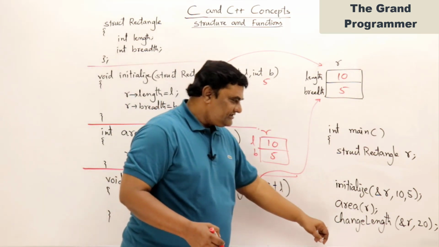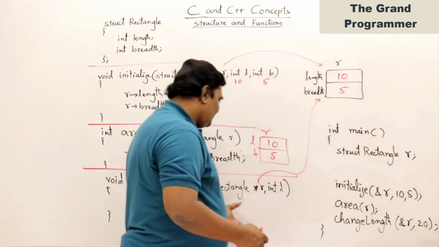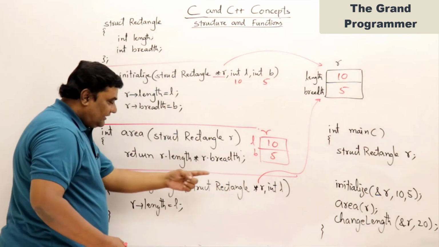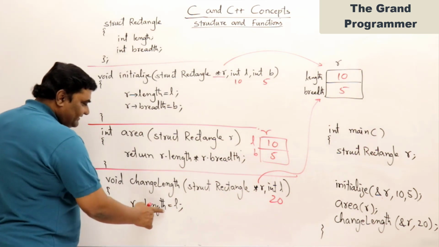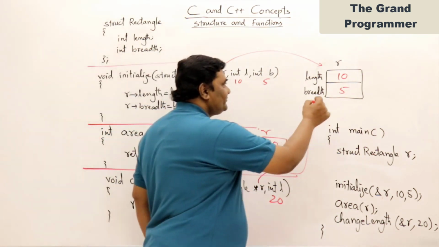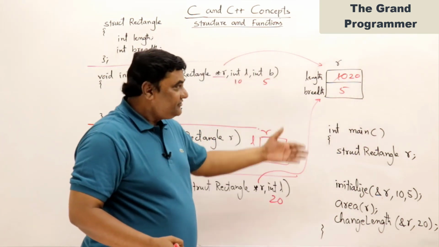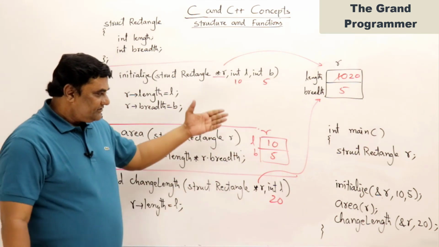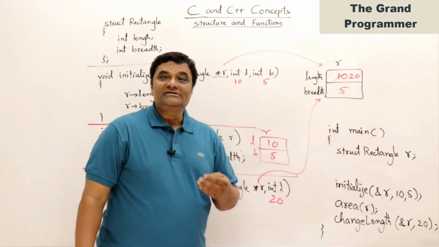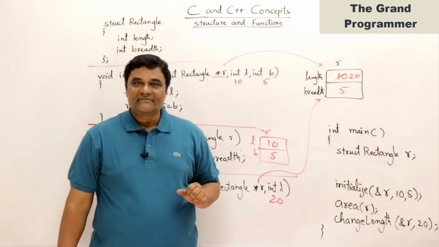Then third, change length. I want to change the length of this rectangle to 20. So send the address, and also a new length, that is 20. Then R's length is assigned 20. So this will change to 20. This will become 20, and the actual parameter is changed. So that's all. I have just demonstrated how we can write functions upon a structure.